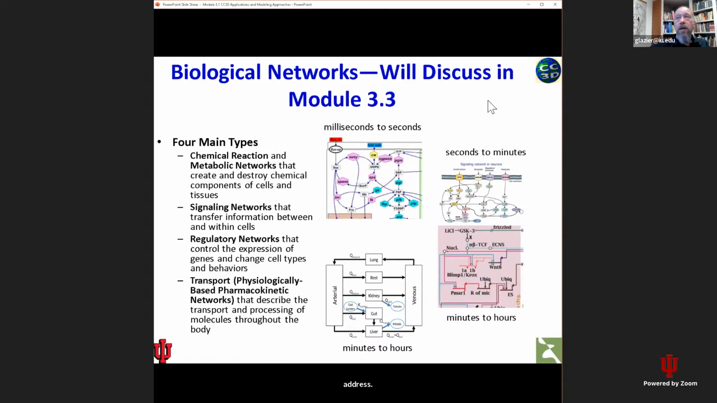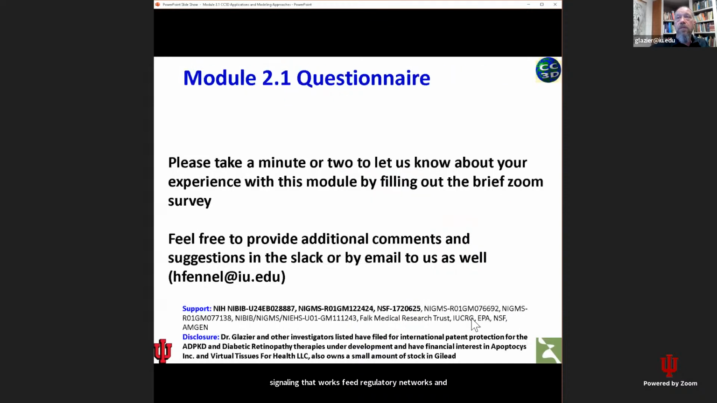Tomorrow we'll start on biological networks, and we'll talk a little bit about the four main kinds of biological networks: chemical reaction networks, and metabolic networks, signaling networks, gene regulatory networks, and transport networks. So those are all things that we're going to work on. And that's the end of my lecture.